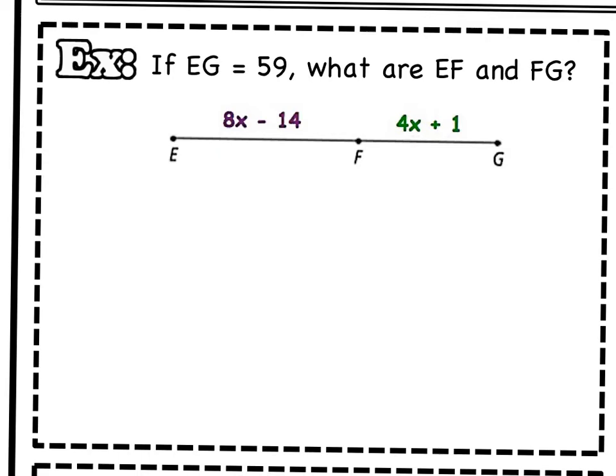I noticed that I have the length of EF here, and I have the length of FG here, but I also have a piece of information that's given to me up in the problem here, which is that the length of EG is equal to 59.